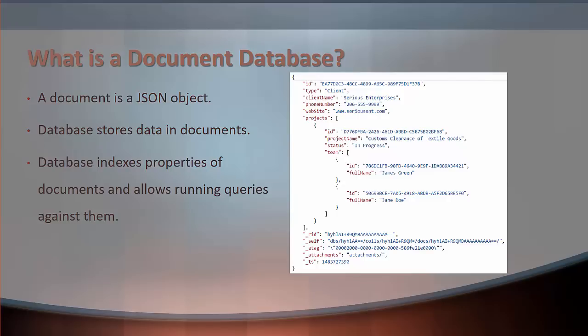So I can say I'm looking for a client whose phone number is 206-555-9999, and I will get this particular document. It will do that automatically, and it will do it instantly. That's a very, very powerful feature in DocumentDB. Because if you're coming from a relational database background, you're kind of used to worrying about your indexes so that you can optimize the performance of the database. But in the case of DocumentDB, it's completely automatic.